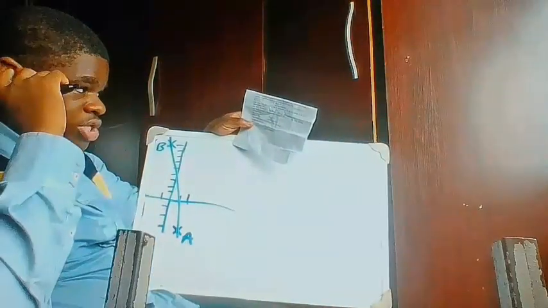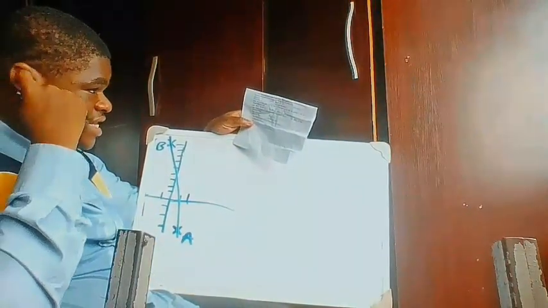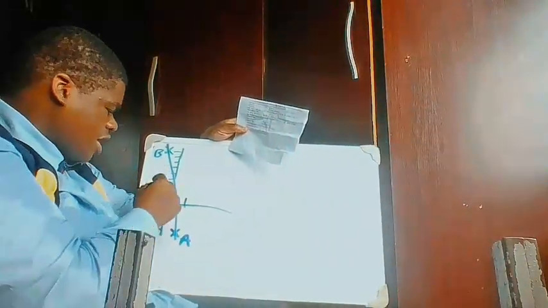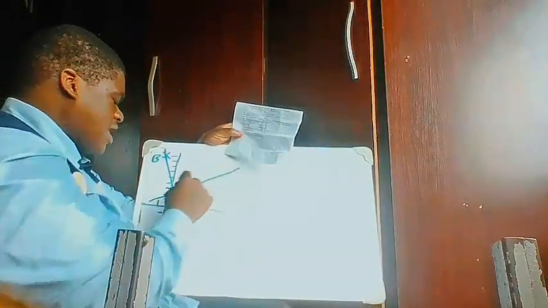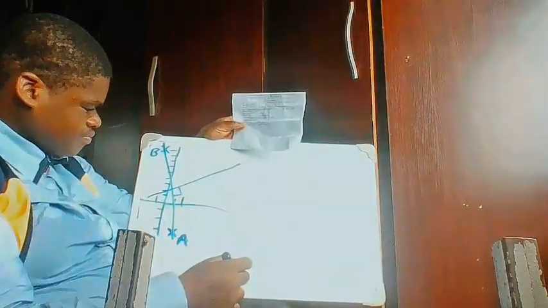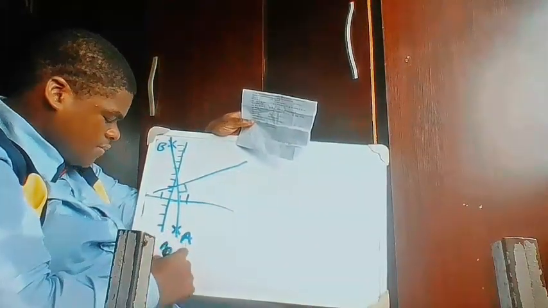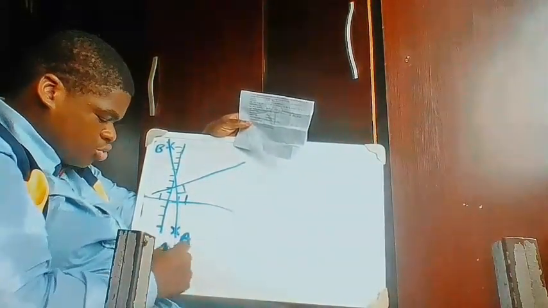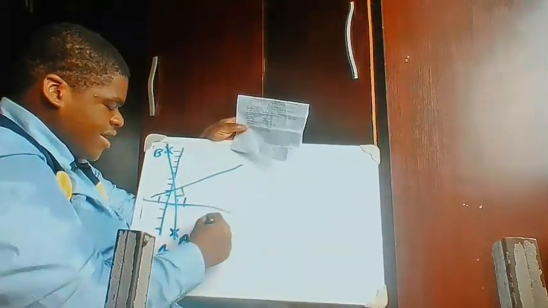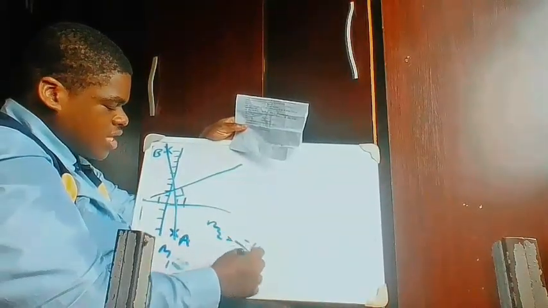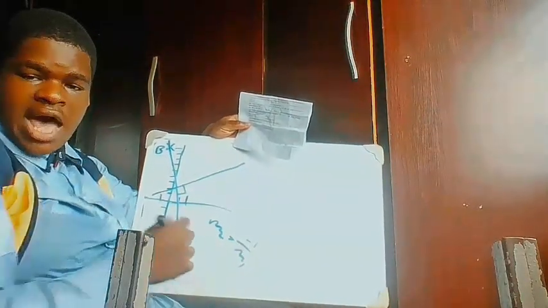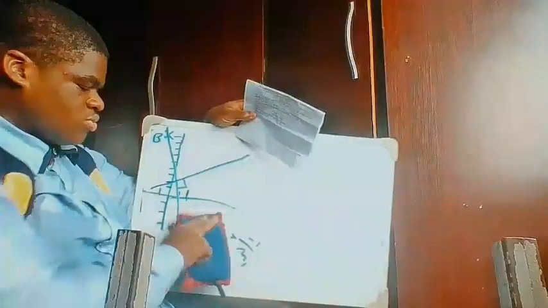But that's not the question they asked us to find. They said we should find the gradient of the line that's perpendicular to AB. So this is a line that's perpendicular to AB here. The first thing we're going to find is the gradient of AB, which we call M1. Then we find M2. We find M2 by doing what? M2 is equal to -1 divided by M1. I don't really want to waste too much time proving this.